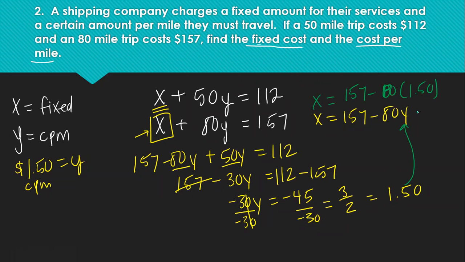What does our x equal? x equals 37. So the 37 represents the fixed rate, right? So the fixed cost is $37, and the cost per mile is $1.50. Those are the answers. Was it terrible? And you can plug and check them if you like. All right.